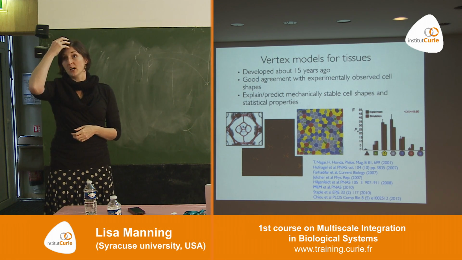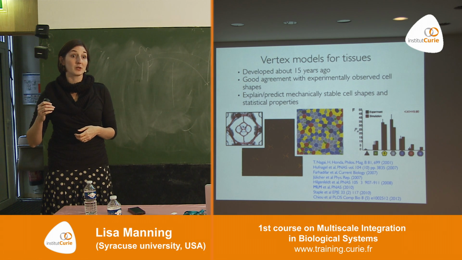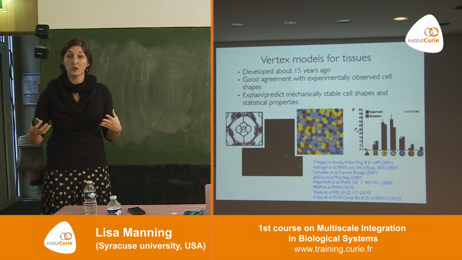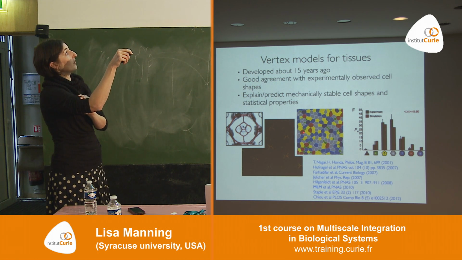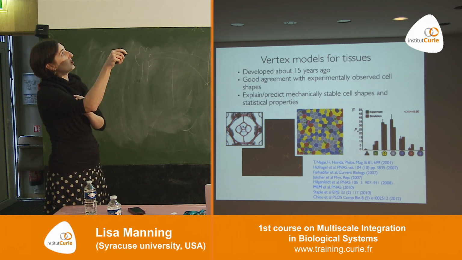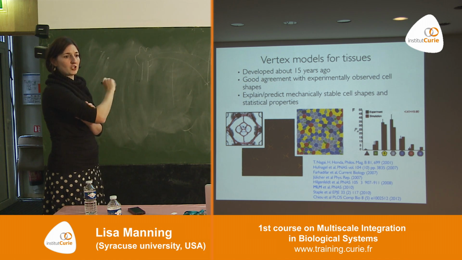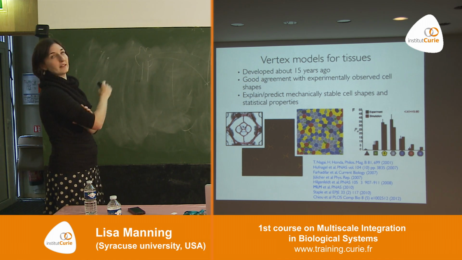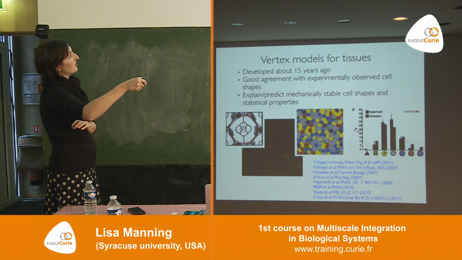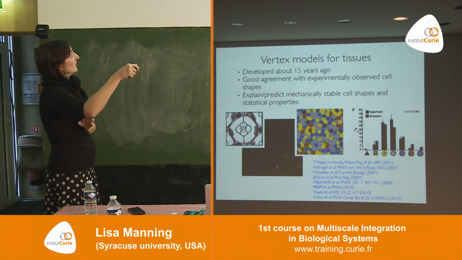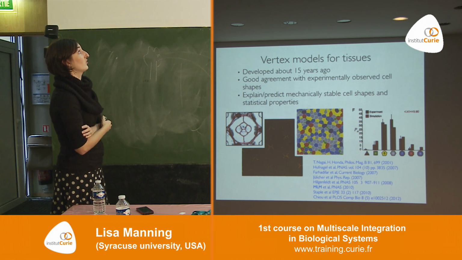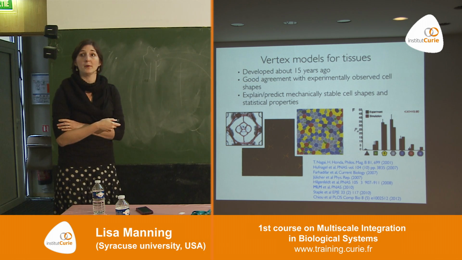And to do that, I'll talk about a model which explicitly takes into account the fact that tissues are confluent and there's no gaps between cells. So these types of models are called vertex models. They basically model a tissue as interfaces connected by nodes. And they're models generically for two-dimensional systems, sort of like epithelial layers of tissues. And there's been a lot of work on them. They've been around for about 15 years. And there's actually a lot of successes for these models in explaining cell shapes and statistical properties.